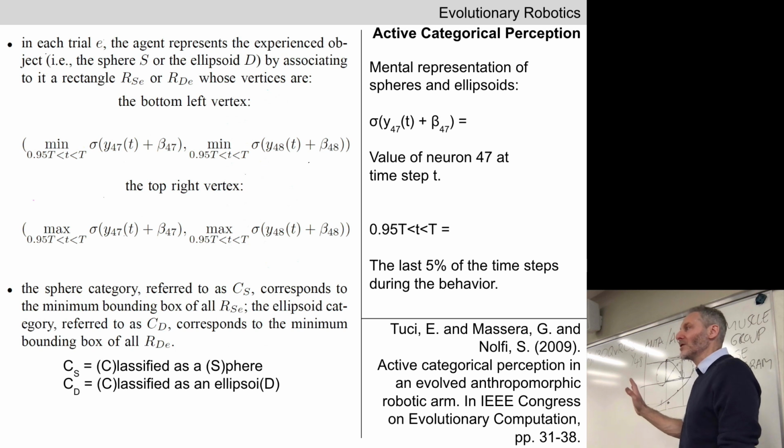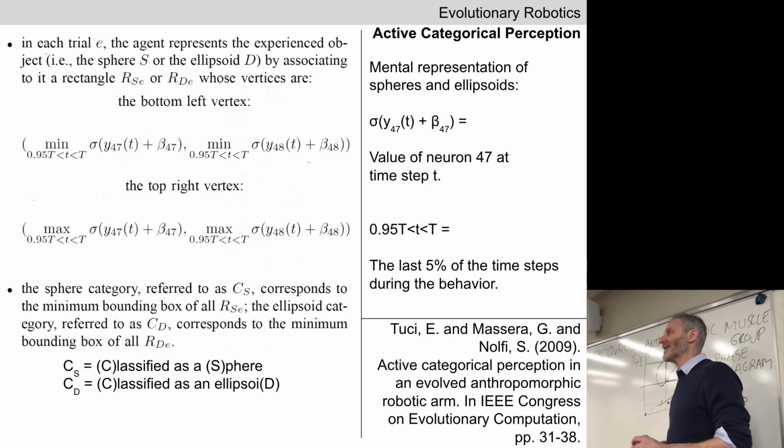We're going to challenge the robot to tell us whether it thinks it's in the presence of the sphere or ellipsoid during the last 5% of the simulation time. We're going to give it the rest of the time to, quote unquote, figure things out.